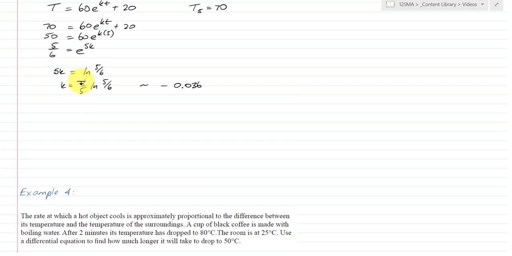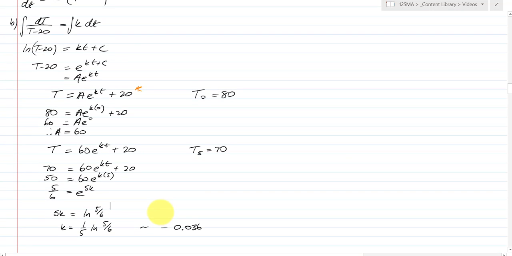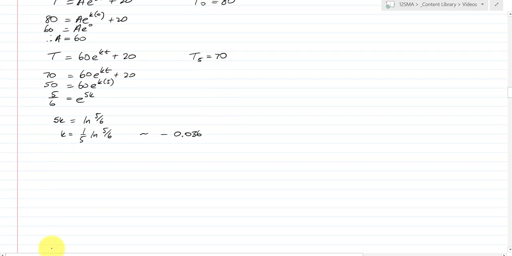So I'll make a little bit more space. We're pretty close to done. So that's part B, to build that function. I'll write it out. The temperature is equal to 60 e to the log 5/6 t over 5 plus 20. And I could write negative 0.036. It's good that it's negative because, of course, this is a decaying model. It's going from 80 down towards an asymptote. So there's my model, and there's part B.